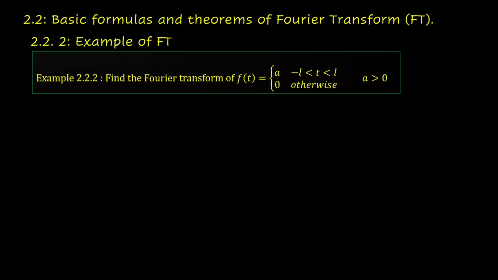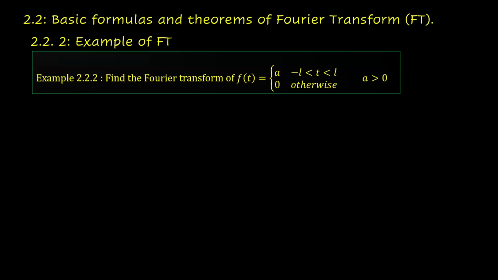So in this problem, we are going to find the Fourier transform of f(t) given by this equation. f(t) is equal to a when t ranges from minus L to L, and 0 otherwise. And here we consider a to be a positive number, a greater than 0.